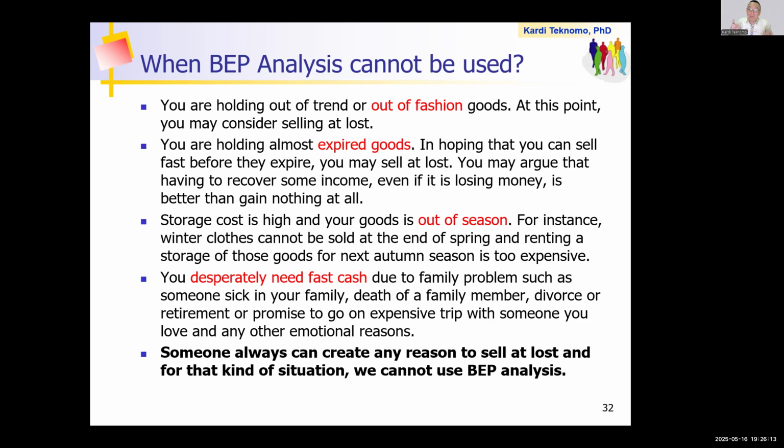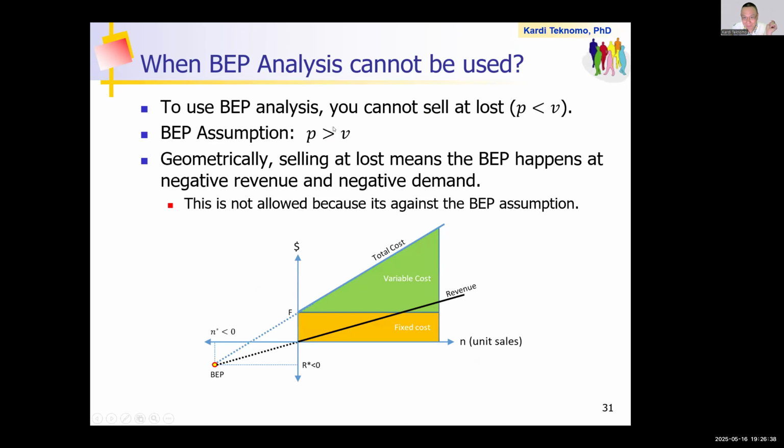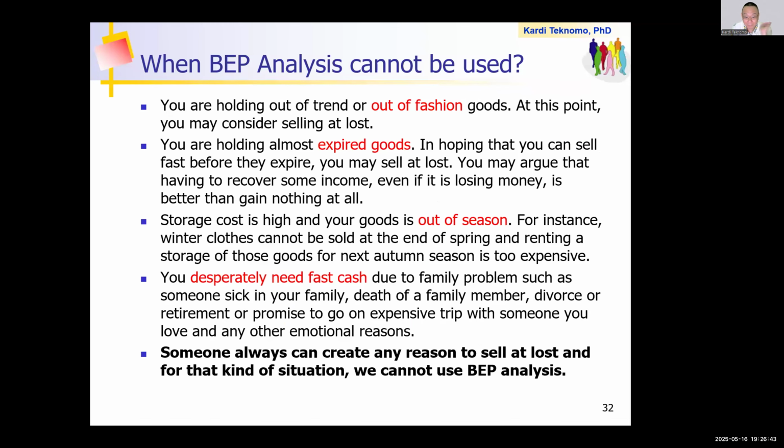People will have retirement, divorce, sickness, death, right? Or you promised your spouse or girlfriend an expensive trip, or any emotional reason. In that case, you will sell at a loss, and again you cannot use PEP. So this is the strict PEP assumption that you need to use. Not every time you can use PEP. When you sell at a loss, you cannot use PEP.